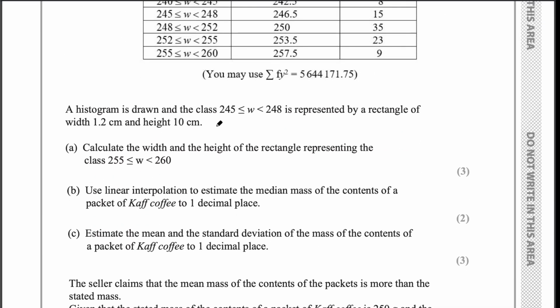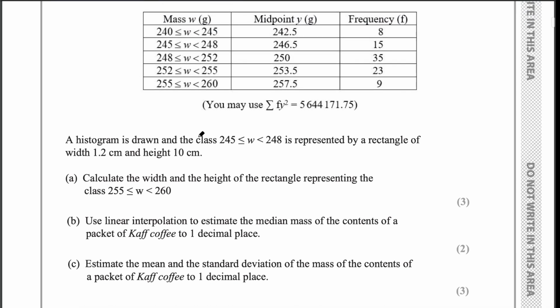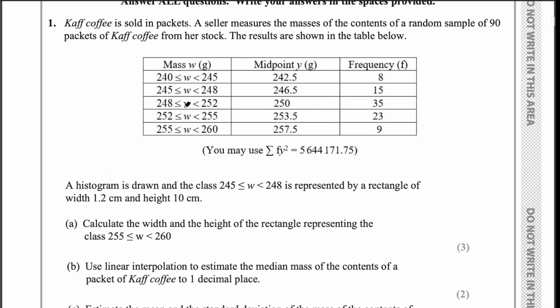A histogram is drawn and the class 245 to 248 is represented by a rectangle of width 1.2 centimeters and height 10 centimeters. And part A says calculate the width and the height of the rectangle representing the class 255 to 260. Okay, so they've given us the bar for this one here, 245 to 248. We need to find the height and width of the last interval there.